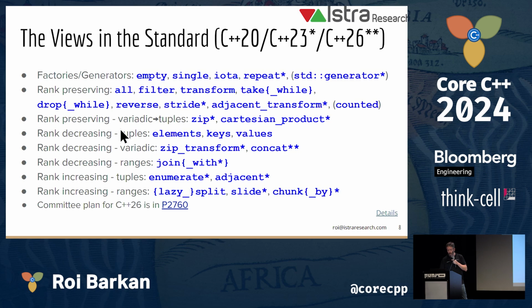So we have a very, very large number of tools in our tool belt that we can use, and we can also compose them. That's again one of the superpowers of the ranges library. I won't go through all of them one by one, but again, as you mentioned, there are details.